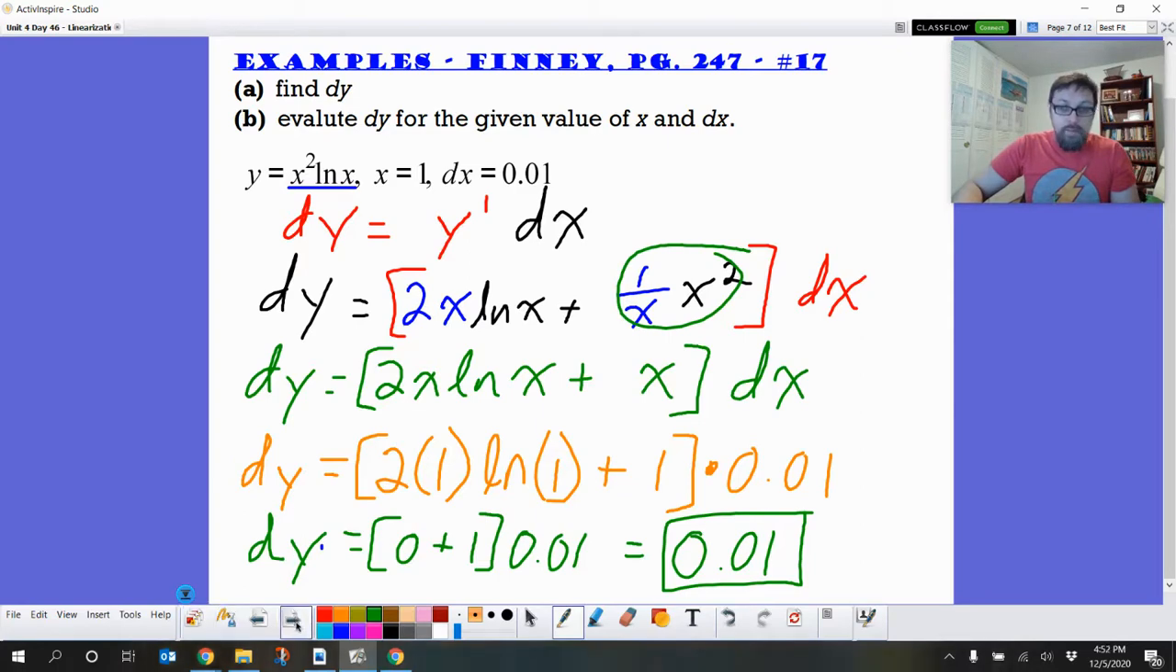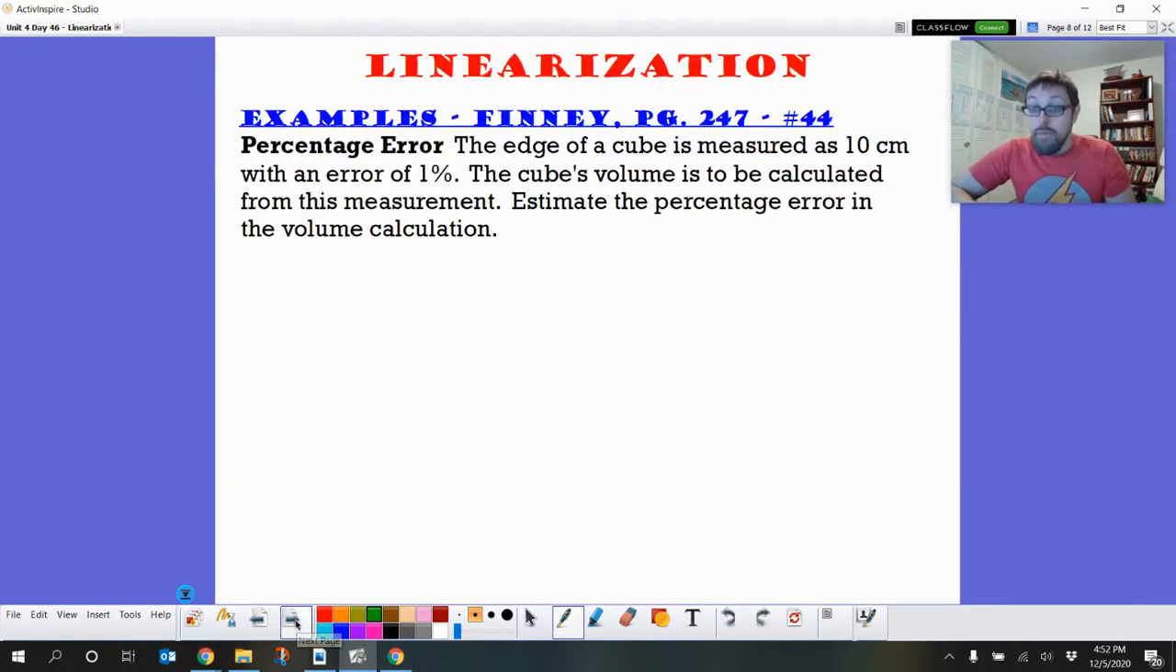All right, now this section wouldn't be complete without a little bit of application, and so we're going to do one on percentage error.